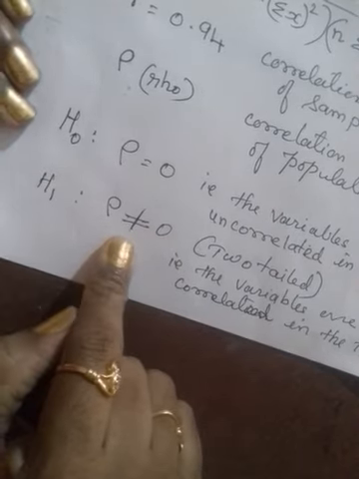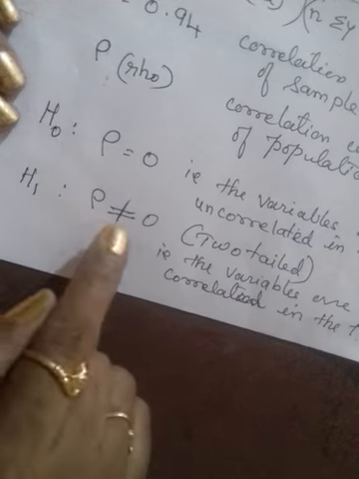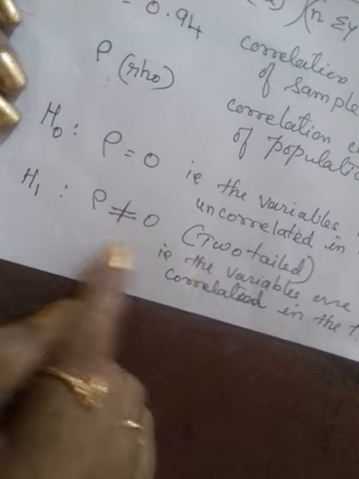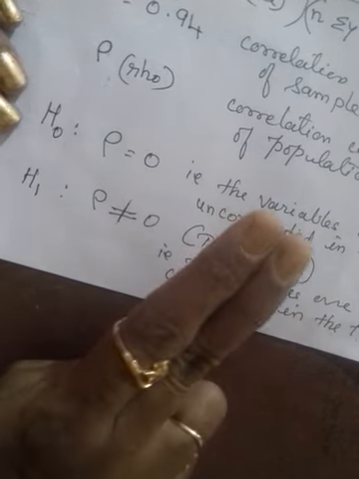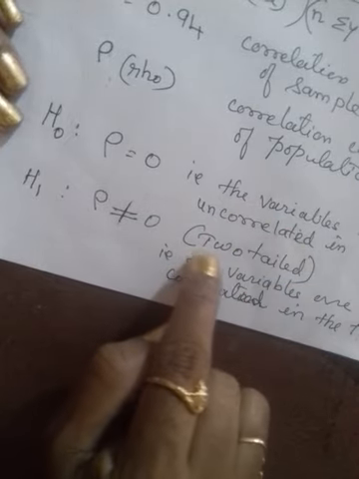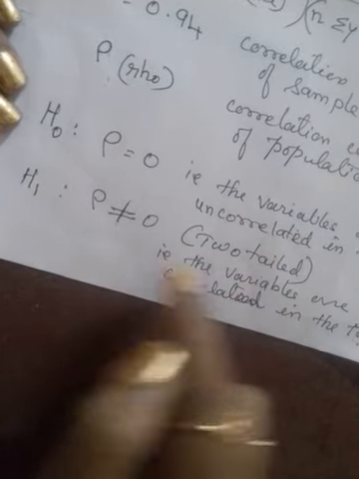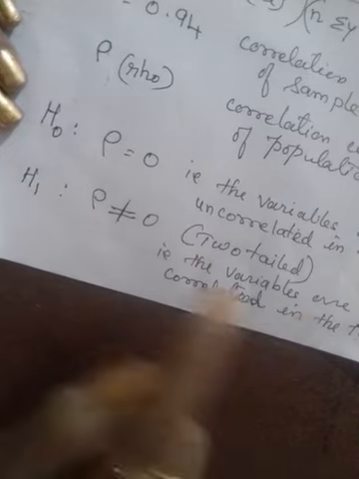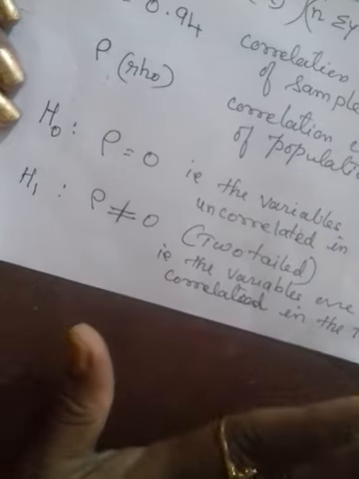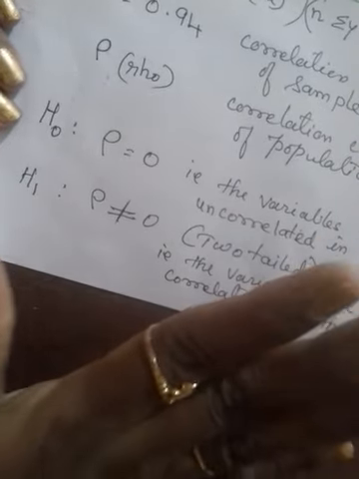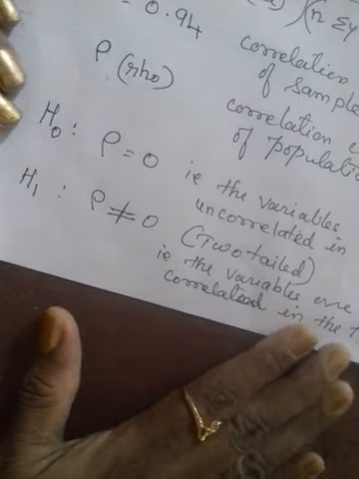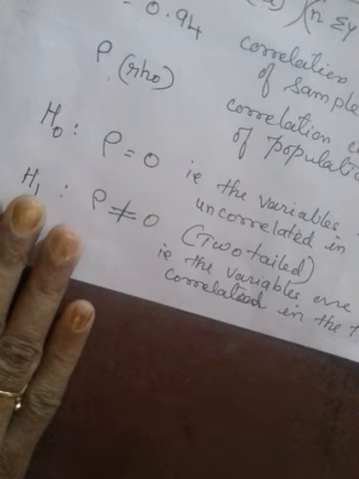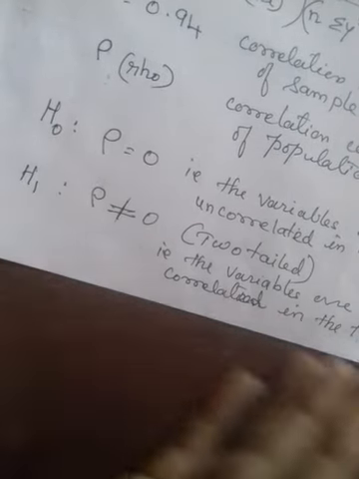Not equal to means what? Maybe rho is less than 0 or rho may be greater than 0. So we are using two signs, and that's why we have to take a two-tailed test. The alternative hypothesis is that the variables are correlated, which means it is significant. Both variables are significant. So first we have to set our null hypothesis and alternative hypothesis.